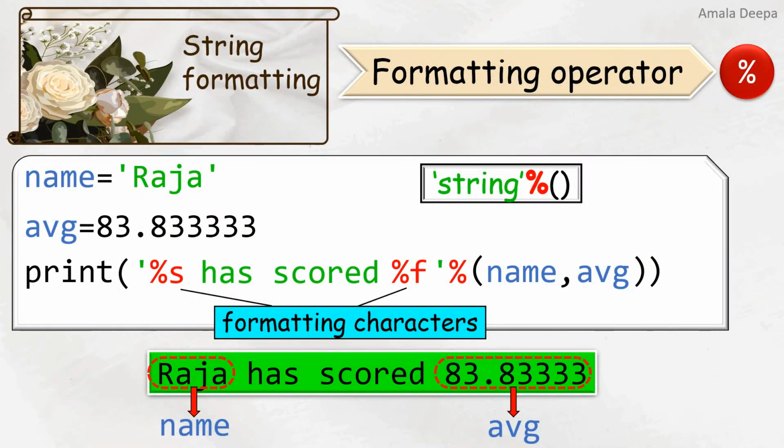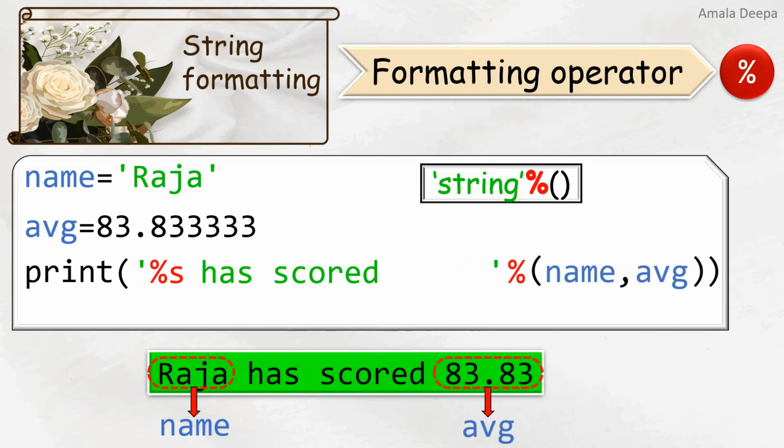Okay, now I will show you another example. Suppose I want to get the output as Raja has scored 83.83. But the value stored in average has totally 6 decimal places, and in the output I want only 2 decimal places. So this formatting character, %f, I have to slightly modify. So now I am giving it as %0.2f.